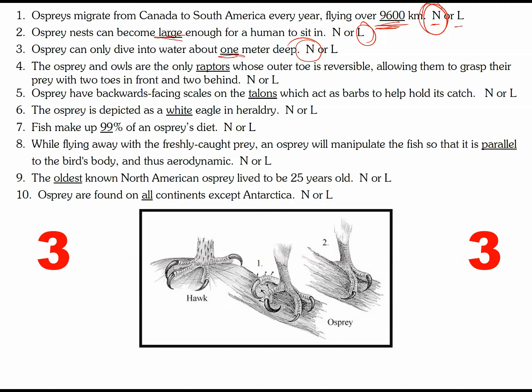4. The osprey and owls are the only raptors whose outer toe is reversible, allowing them to grasp their prey with 2 toes in front and 2 behind. Raptors, that would be qualitative. 5. Osprey have backwards facing scales on the talons which act as barbs to help hold its catch. Talons, qualitative.